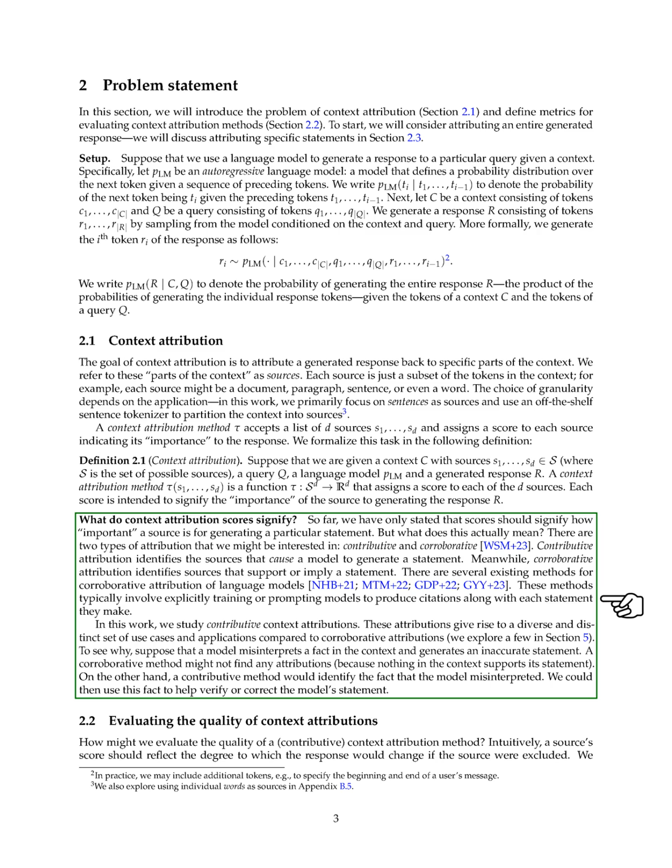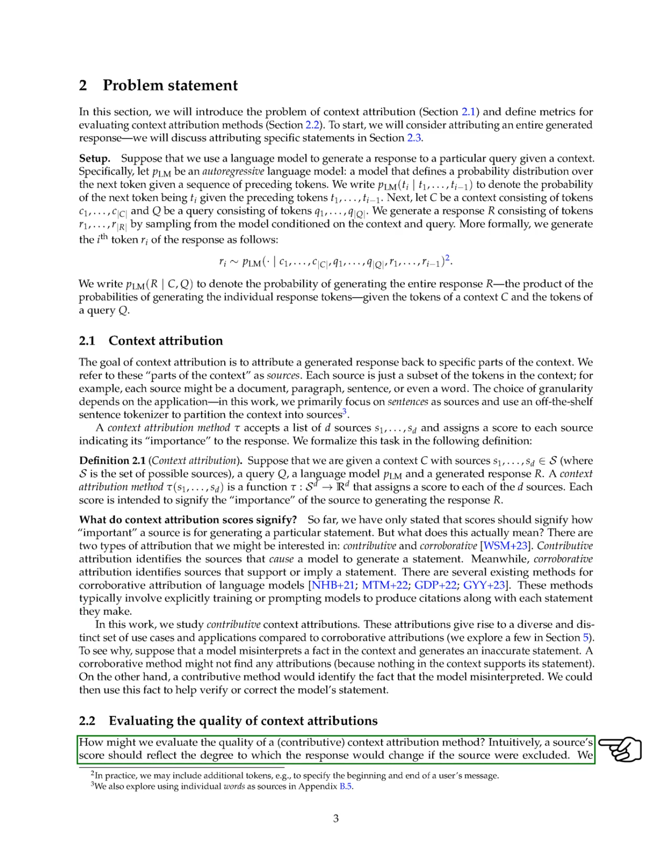We distinguish between two types of attribution: contributive and corroborative. Contributive attribution identifies sources that lead to the generation of a statement, while corroborative attribution finds sources that support or imply a statement. We focus on contributive context attributions, as they present unique applications. For instance, if a model misinterprets a fact and generates an incorrect statement, a contributive method can pinpoint the misinterpretation, allowing us to verify or correct the model's output.